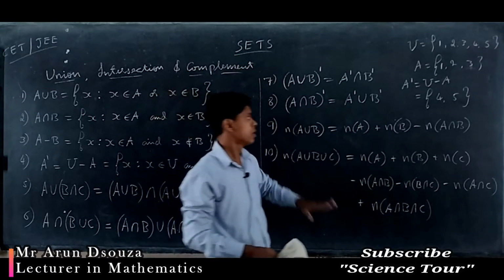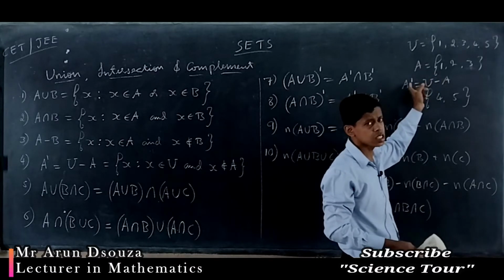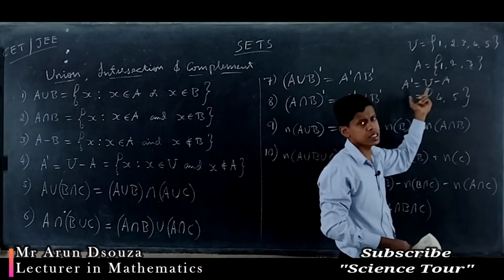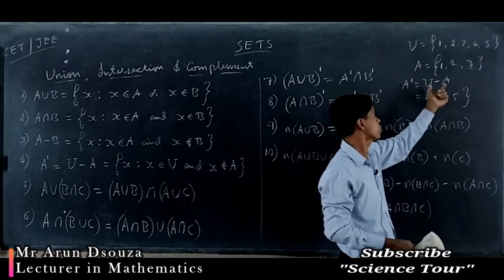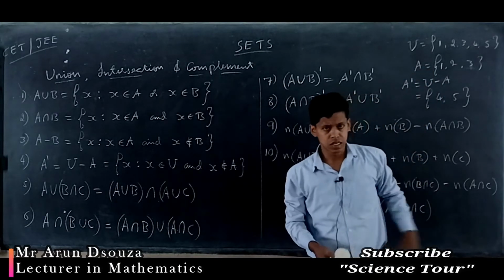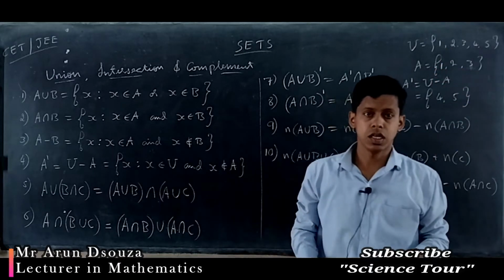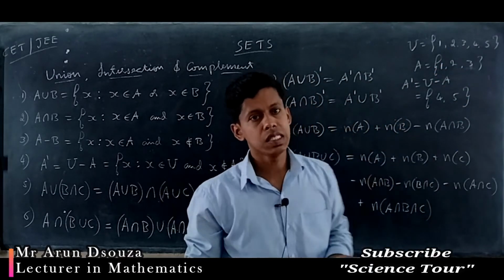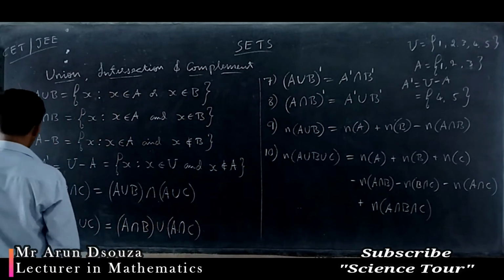Now I hope you understood. A dash completes A, and when you take the union of A and A dash, what you get is the universal set. 1, 2, 3, 4, 5 is the universal set. So A dash completes A, so remember it that way.